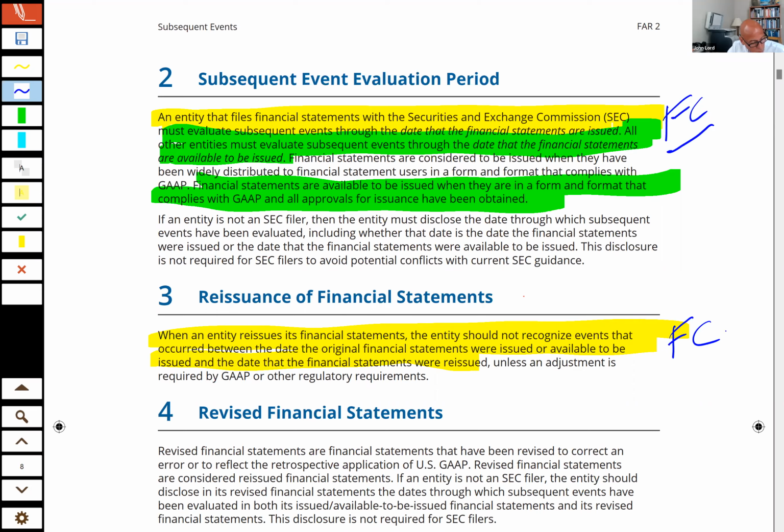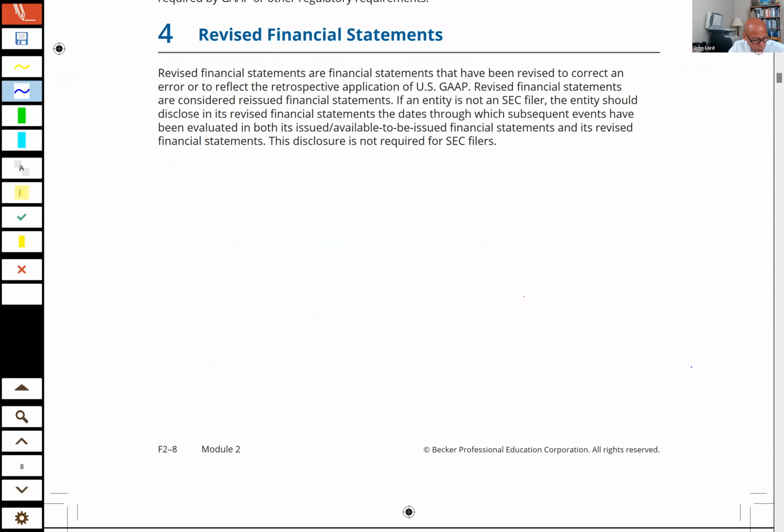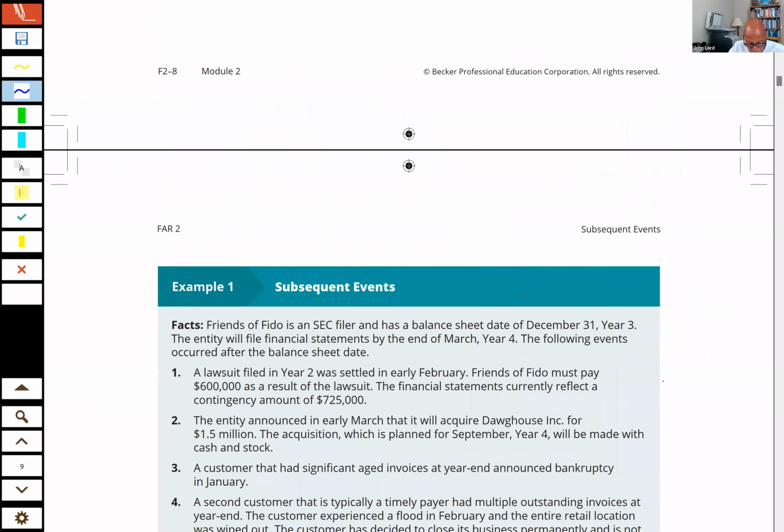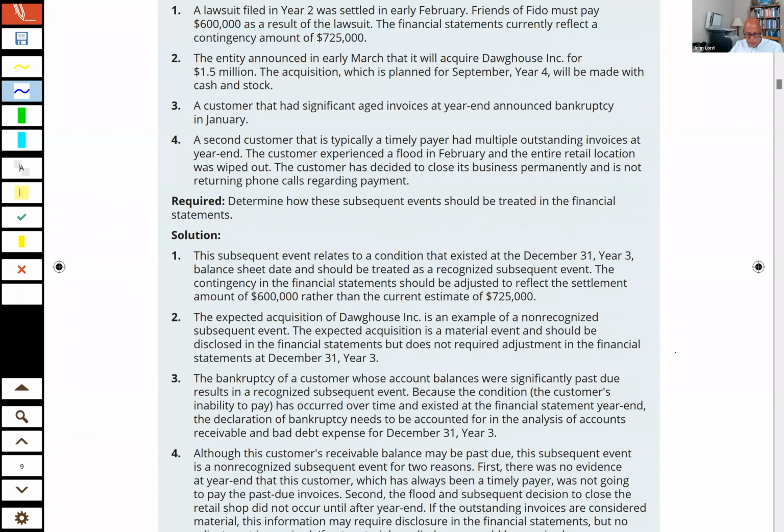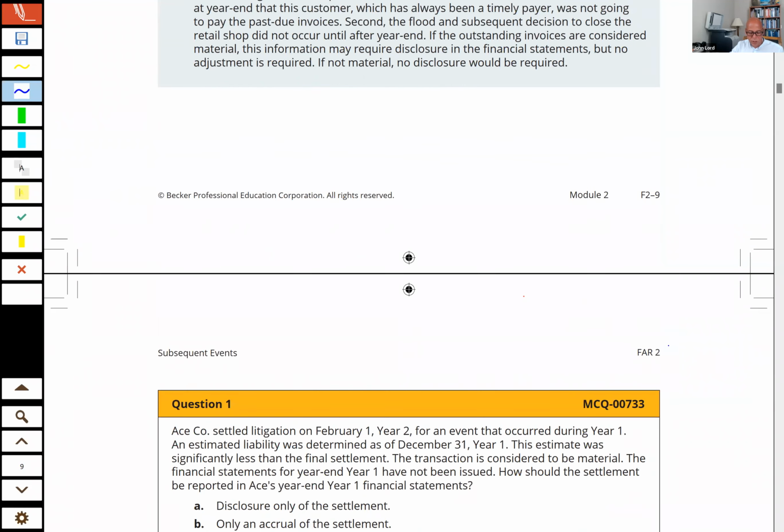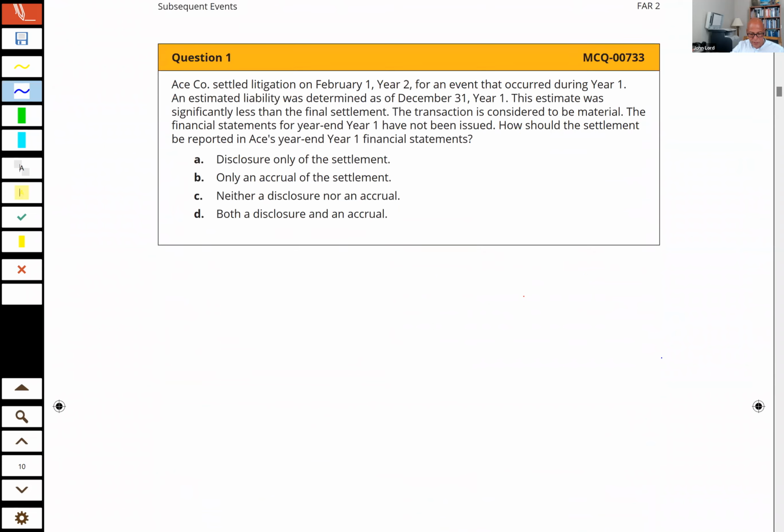Okay, good. We don't need to go through a list of examples of subsequent events, whether they be recognized or de-recognized. Let's just go ahead and practice our understanding with this question here.